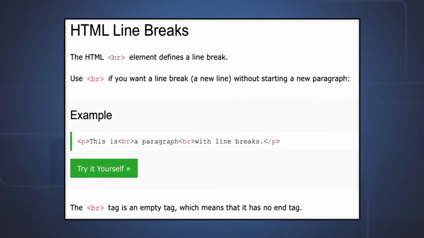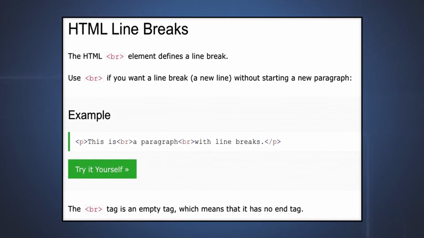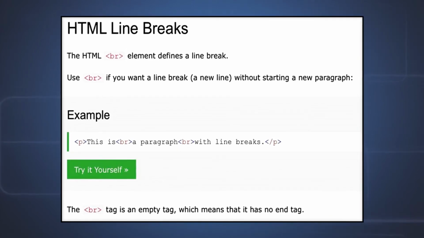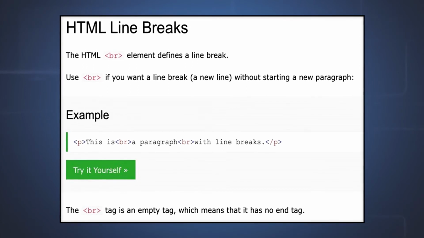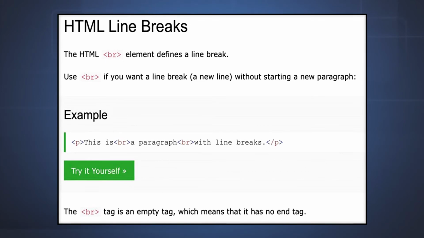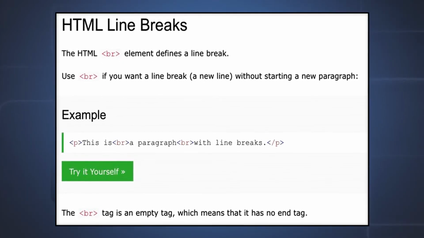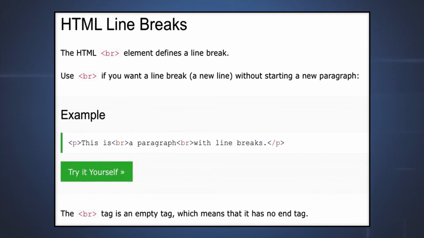If you want a line break without a new paragraph, strictly use BR. In case you want a paragraph started after the line break, then the BR tag can be followed by the P tag. The BR tag is an empty tag, which means that it has no end tag.